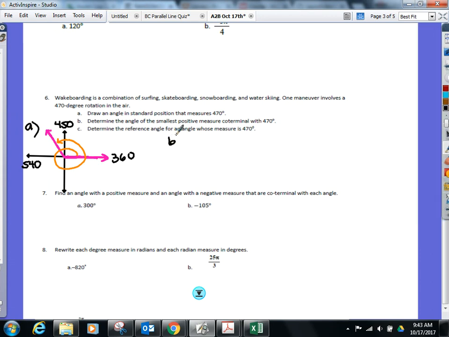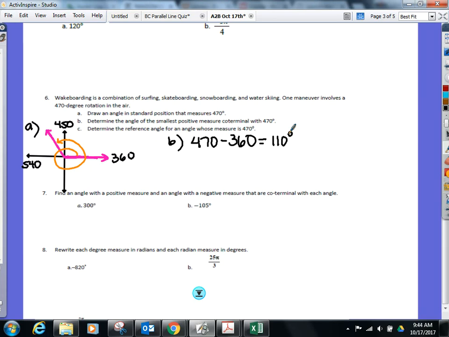Let's go to part B. Determine the smallest positive angle that has the same terminal side as 470. The smallest possible positive angle. What am I doing to that 470 to find the smallest positive? Subtract 360 from it. Yep, so subtract 360, and you end up with an angle of 110. Should I subtract 360 again? No, because then I'm not going to be positive anymore.